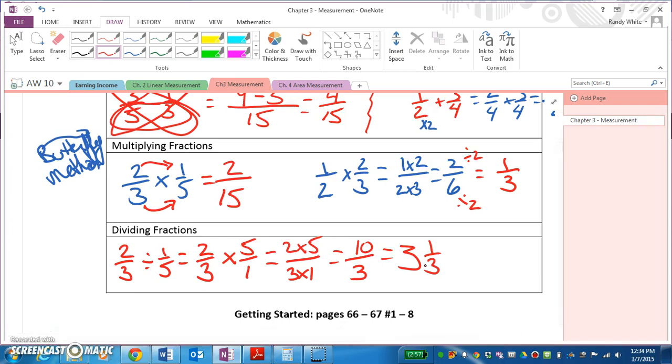Okay. That's it. That's all you got to do. Okay. So let's do the get started, please, on page 66, and let's do numbers 1 to 8. Don't forget, if you have a question, put your hand up and ask, and we'll try to get to you as soon as we can.